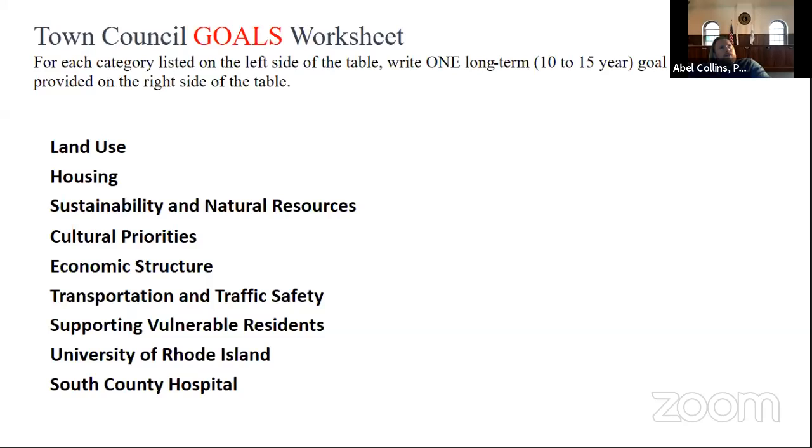So we want to continue to do what we've done well and focus on some bright spots and some assets, I think, like the research and development prospects around the university, healthcare around the hospital.